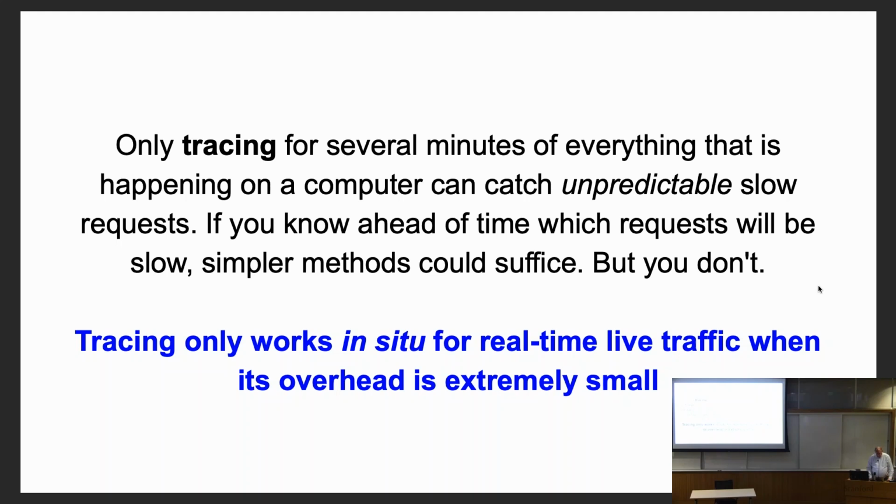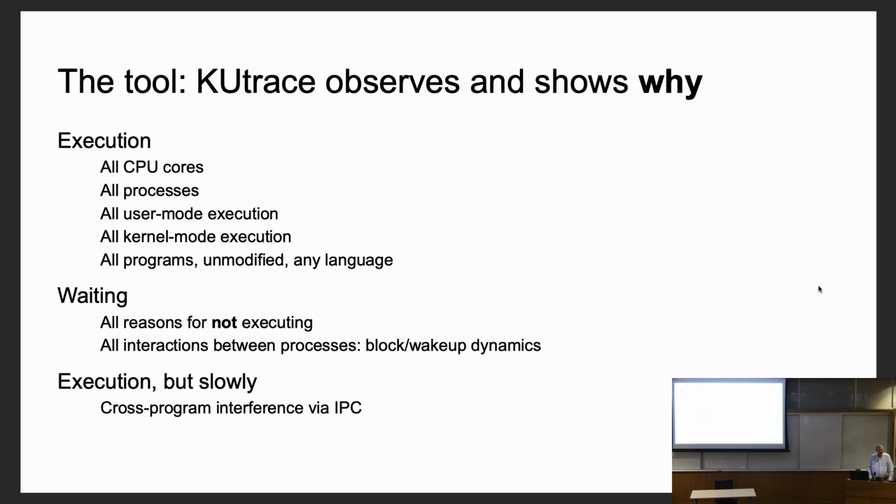So tracing only works in situ for real-time traffic if the overhead is extremely small. 40 CPU cycles, 12.5 nanoseconds per event, including the average cost of a cache miss out to main memory every 64 bytes worth of trace buffer. This is measured by having some program that does a million system calls, and you run it with an uninstrumented kernel, you run it with an instrumented kernel with tracing turned off, you run it with an instrumented kernel with tracing turned on, you run it with an instrumented kernel with tracing turned on and instructions per cycle turned on, and you count the times and you subtract. The overhead of having the hooks compiled in but tracing turned off is negligible, could never measure it, zero.